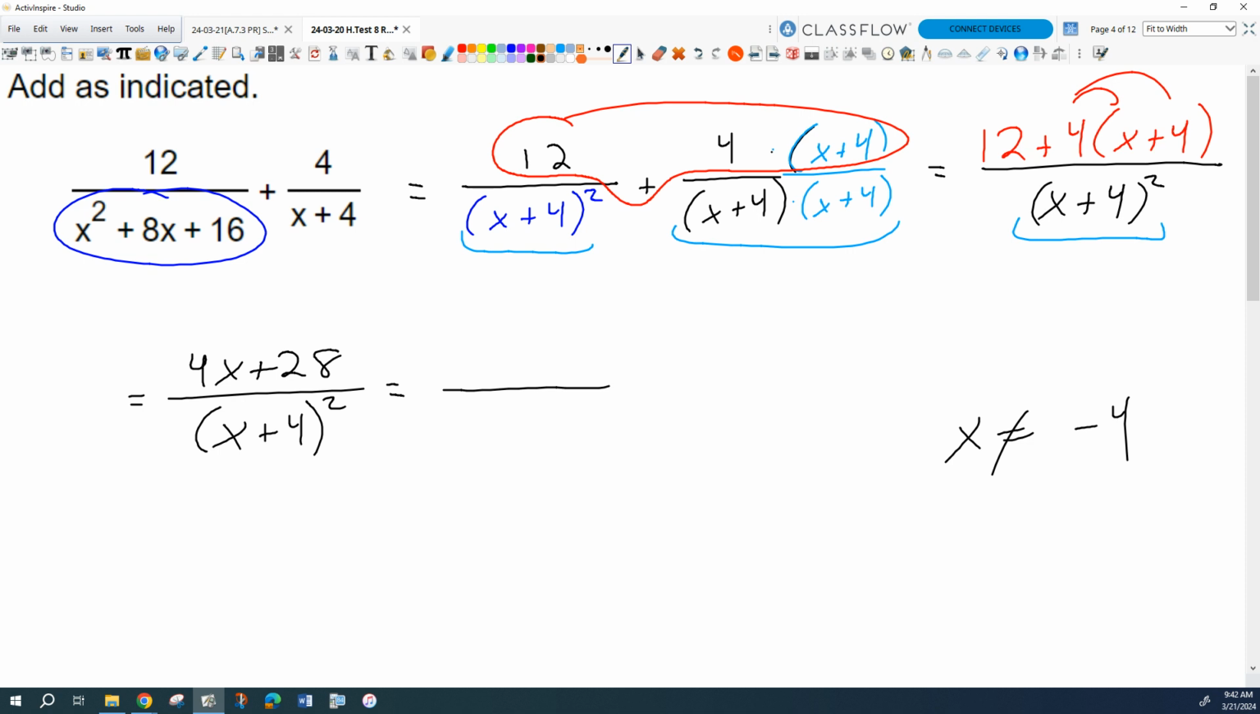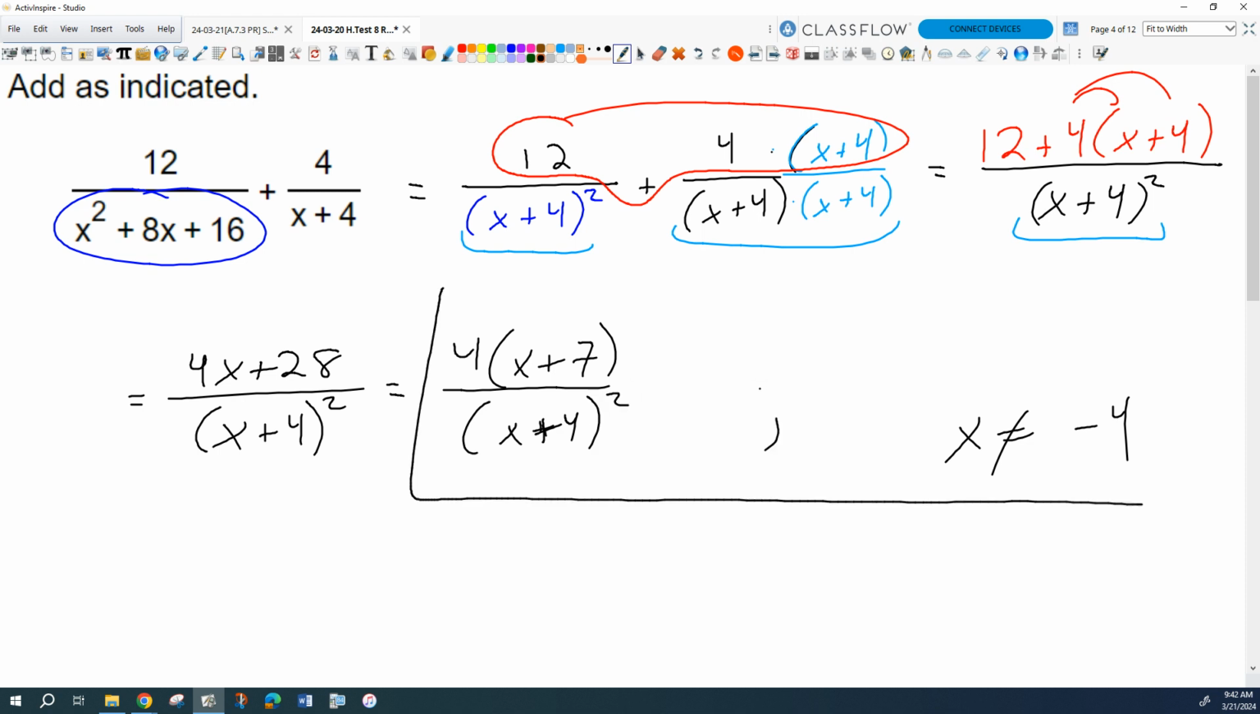So what could I factor out of the top? What am I left with? X plus 7. Okay, so nothing cancels, right? So that's our answer. Okay, but we do want it factored. Okay, give me thumbs. You good? All right.